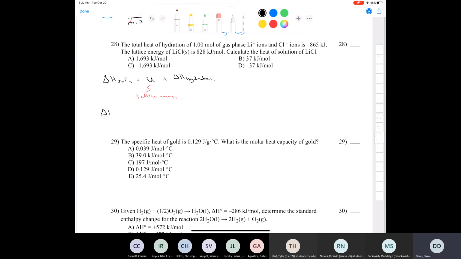So we can calculate that the delta H of solution for lithium chloride is going to be equal to that lattice energy, which is 828 kilojoules per mole, plus my heat of hydration, which is negative 865 kilojoules per mole. And when you punch that in your calculator, you end up with a heat of solution as being negative 37 kilojoules per mole. Okay, and so that will be our answer, negative 37 kilojoules per mole, or D.